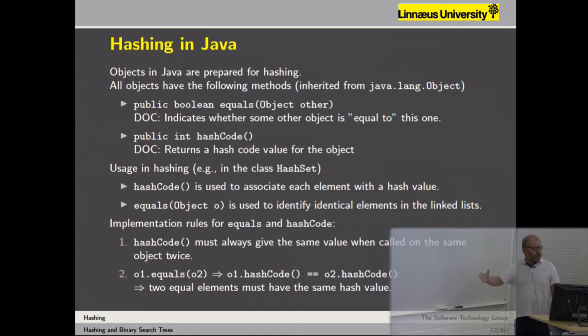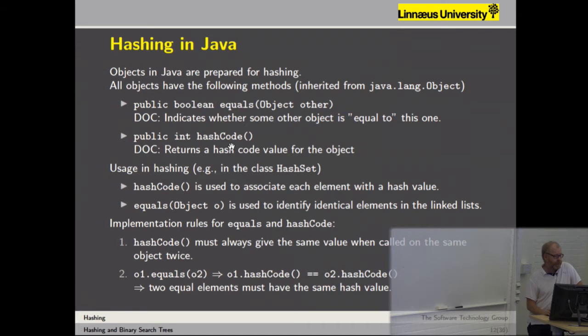So if you are implementing your own class, I will show an example, a student, and you would like to add students to a list and it should work, then you must override these methods. You must come up with a clever way of associating a student with a hashCode. And you must come up with a clever way of identifying when two students are the same. But once you have overridden these methods, you can start to use the hash set.